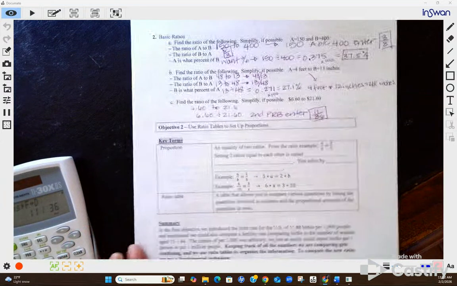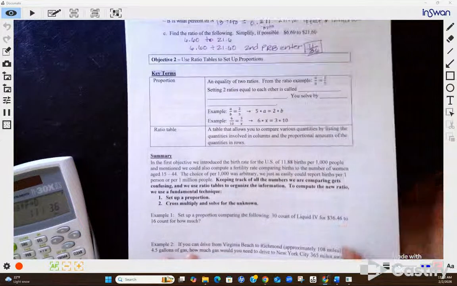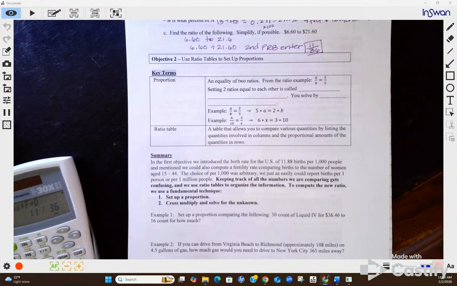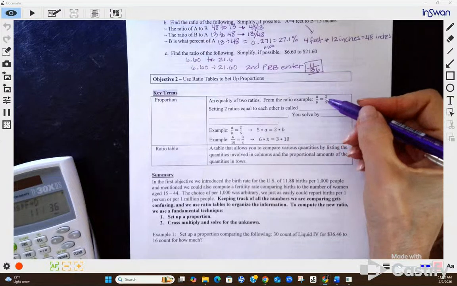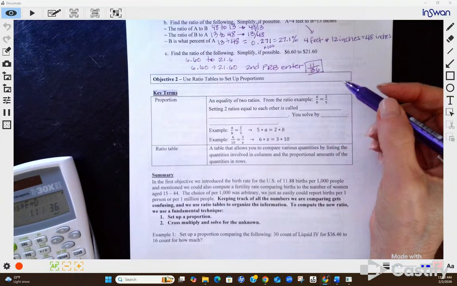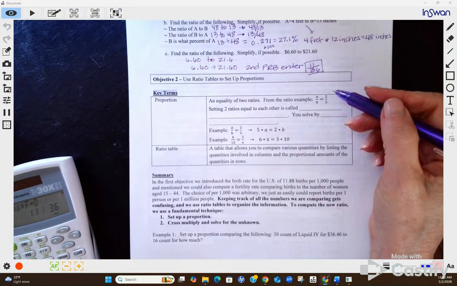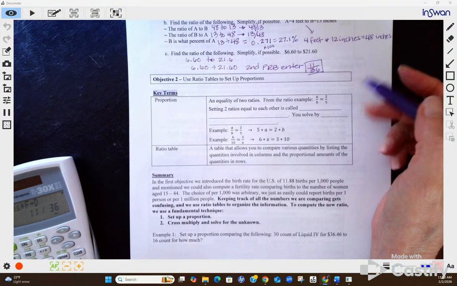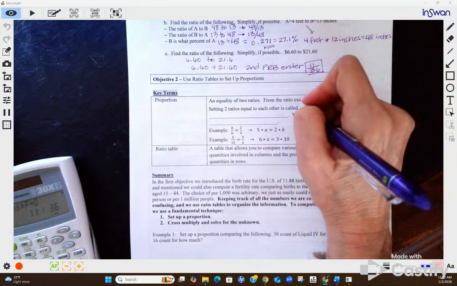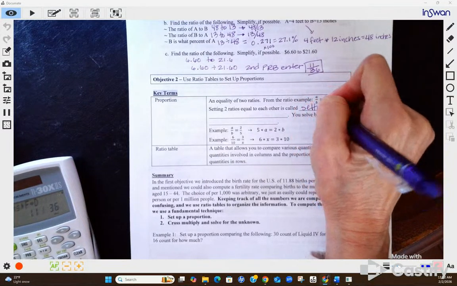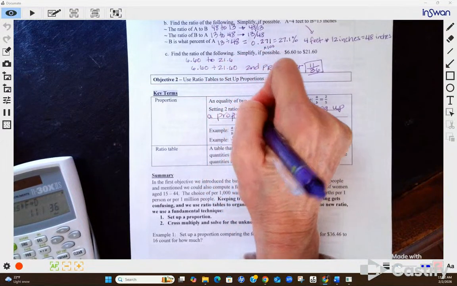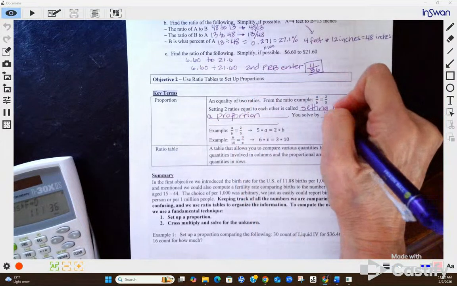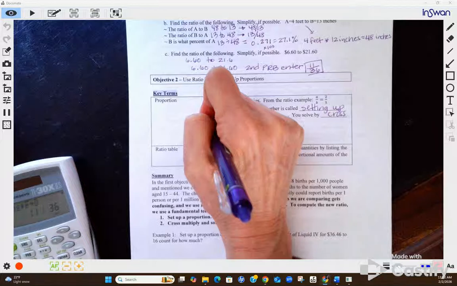Okay, now a ratio is just a single fraction, a single relationship. A proportion is where you set two ratios equal to each other. So we have A over B equals 2/5. So literally a proportion is one fraction equal to another fraction. Setting two ratios equal to each other is called setting up a proportion. You solve by cross multiplying.